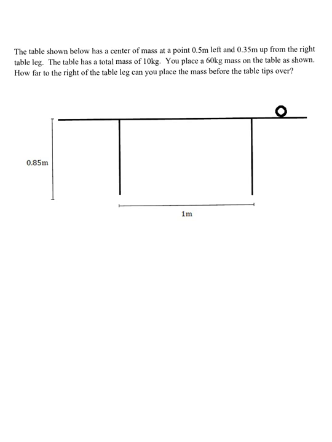In this video, we're going to talk about how to solve a specific torque problem involving a table and a mass. So the problem states that the table shown below has a center of mass at a point 0.5 meters to the left and 0.35 meters up from the right table leg. So the first thing I'm going to do is draw where that is. I'm going to mark it as red, and I'm going to put it here.